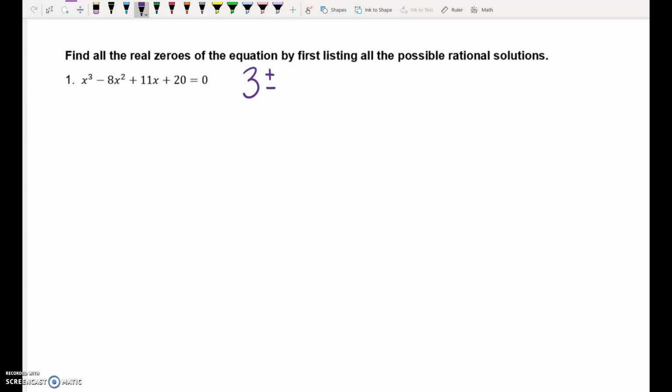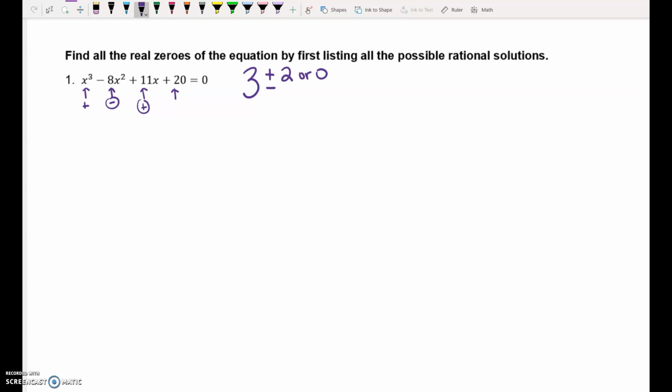The positive solutions come from the sign changes. So this term is positive. This term is negative. We changed to negative. This term is positive. We changed to positive. This term is positive. We stayed positive. There are 2 sign changes. The one funky thing about Descartes' rule of signs is that it's 2 or less by 2, so it's going to be 2 or 0.